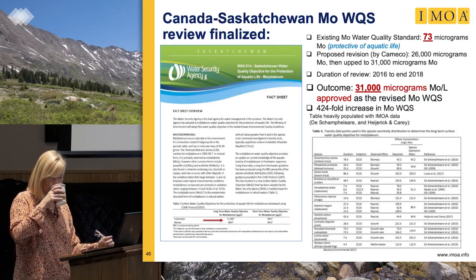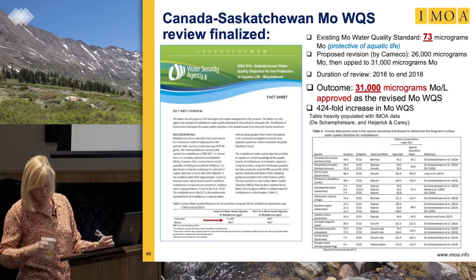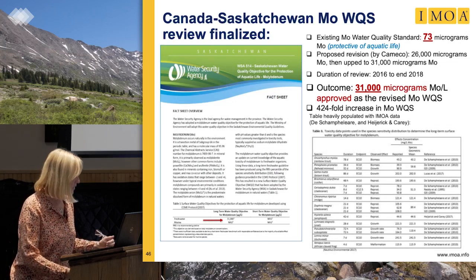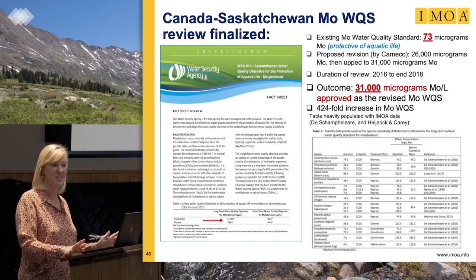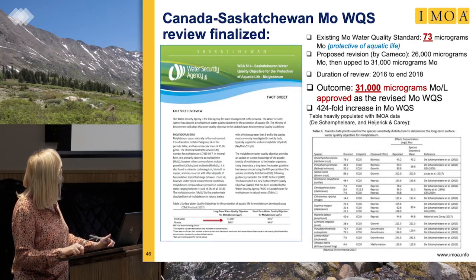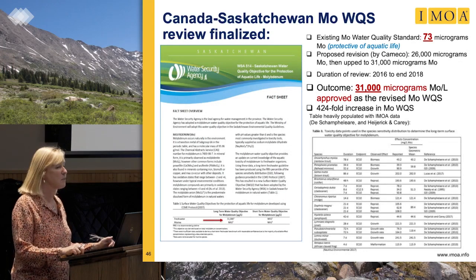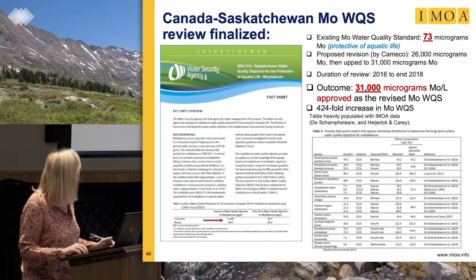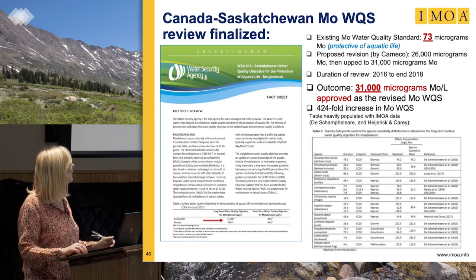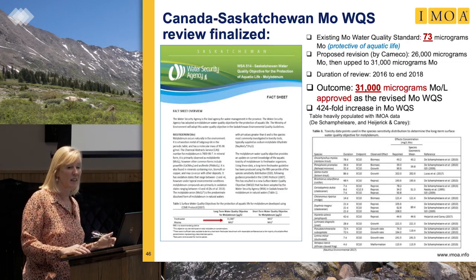Let's go across the border again to Canada, Saskatchewan province. They're not counties, are they? As I said earlier, they're provinces. And they had there an existing Moly water quality standard of 73 micrograms of Moly per litre as a standard to be protective of aquatic life.